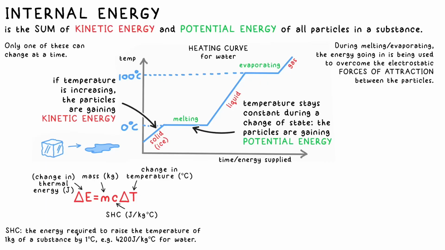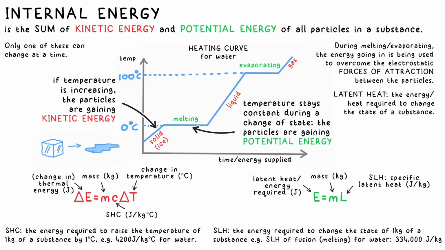During a change of state, the temperature stays constant, so we can't use the specific heat capacity equation. Instead, we use the SLH equation, specific latent heat. SLH of a substance tells you how much energy is needed to change the state of 1 kilogram of it. For example, the SLH of fusion, that just means melting or freezing, for water to ice is 334,000 joules per kilogram. That means the equation for energy needed to change state is this: E equals ml. Energy equals mass in kilograms times specific latent heat in joules per kilogram.